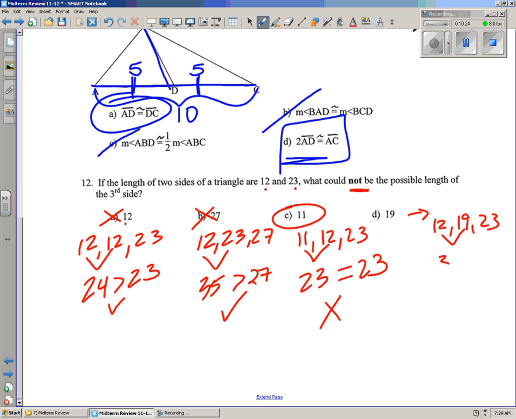And just to be sure, we'll do 12, 19, and 23. 12 plus 19 is 31. That's bigger than 23. This triangle works, not our answer. Choice C is the final answer.